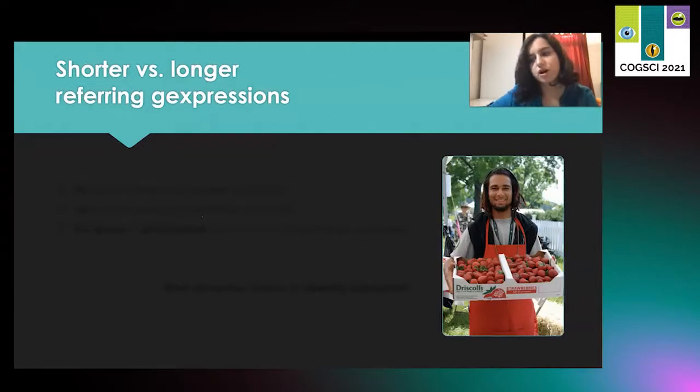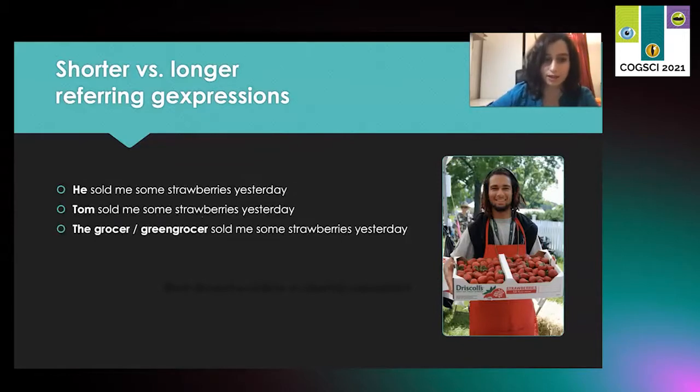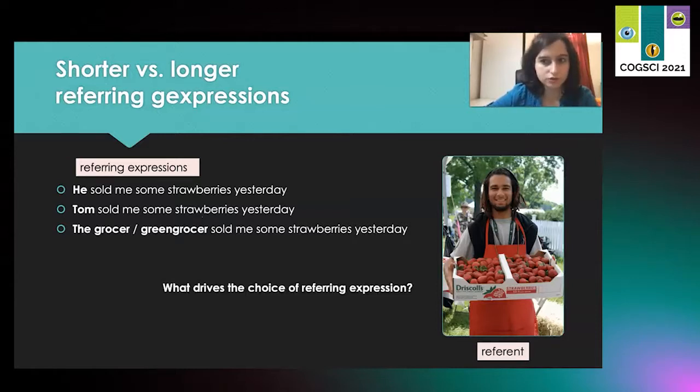When we talk about things or living beings in the world, we can refer to them in different ways. We could say, "He saw me some strawberries yesterday," or "Tom saw me some strawberries yesterday," or "the grocer" or "the greengrocer saw me some strawberries yesterday." So we can refer to the same referent using different referring expressions. But what drives the choice of referring expression? Why would we choose a shorter or a longer referring expression?